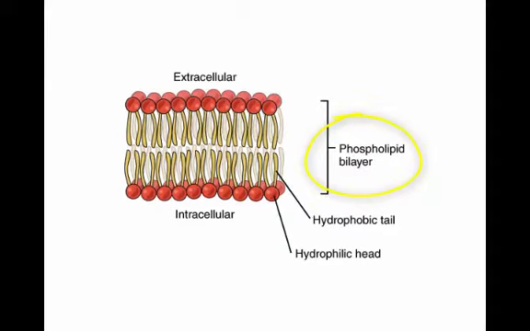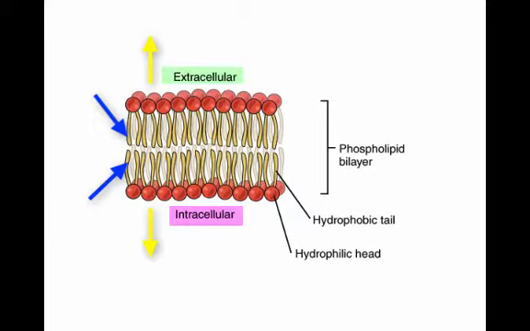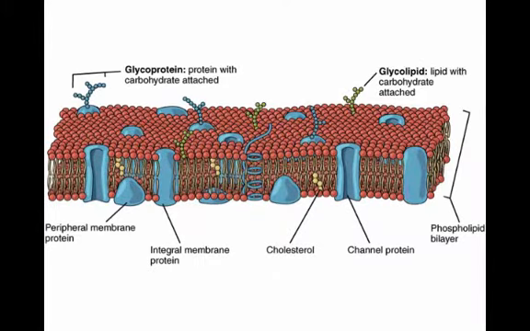These layers are arranged so that the tails of the phospholipids are oriented toward each other and the heads are oriented away. In one layer, the heads are touching the extracellular fluid, and in the other layer, the heads are touching the intracellular fluid. In this way, the tails don't have to touch the fluid on either side of the cell. This phospholipid bilayer makes an ideal barrier to ions and water, and the cell can control the entrance or exit of these substances.